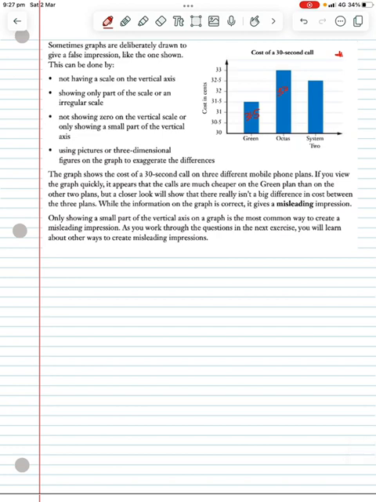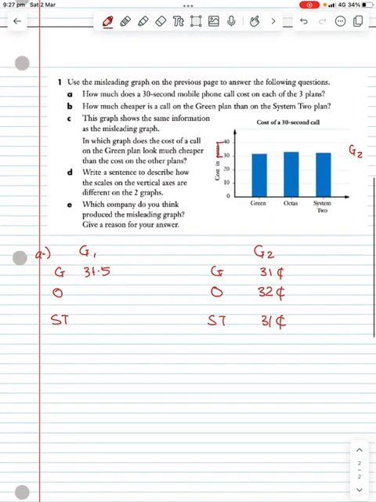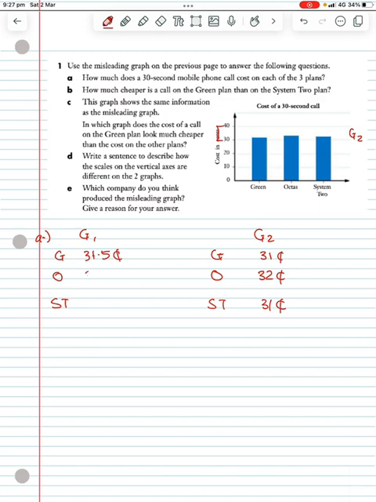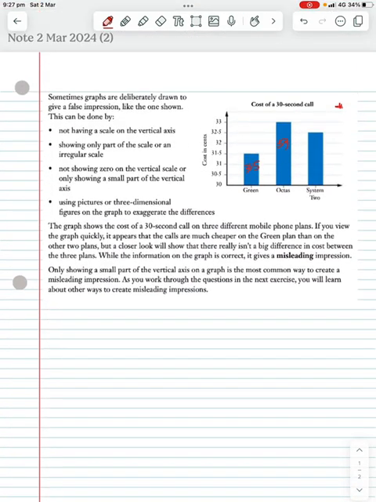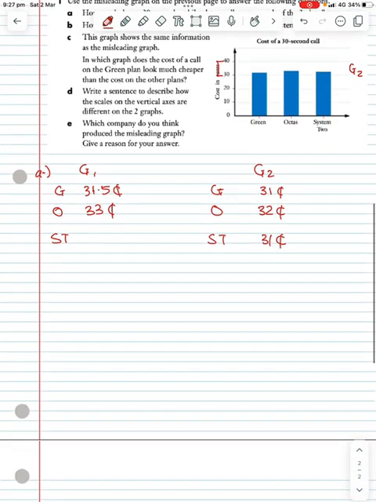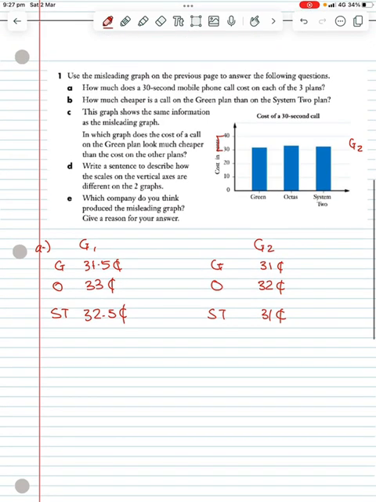This one's 33. And our final one here is 32.5. So that's part A done. How much cheaper is the call on the green plan than the system 2 plan? So again, I'm kind of just going to divide my question into both. So we're going to see which one's how much cheaper.